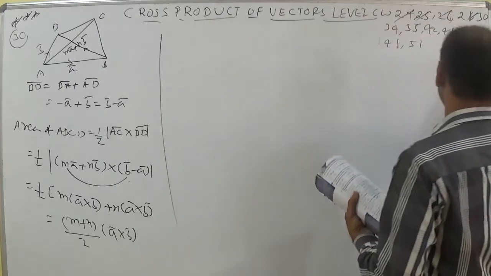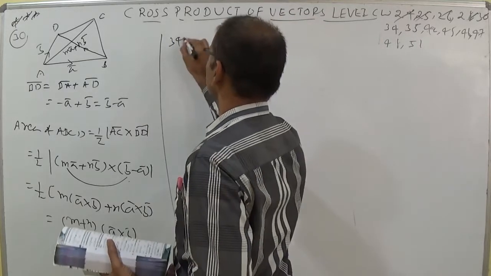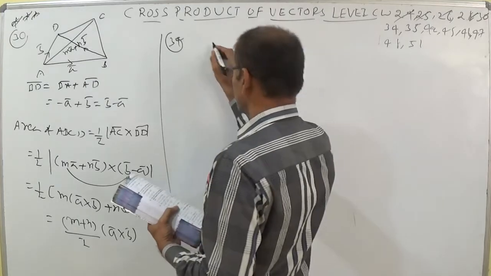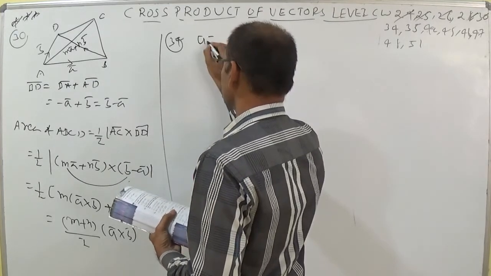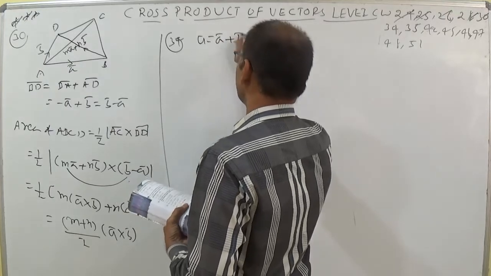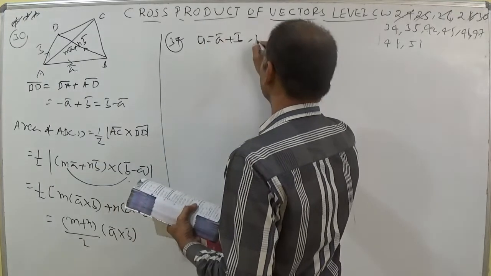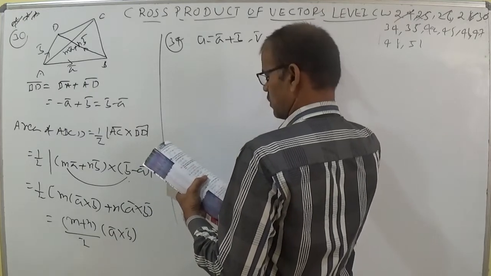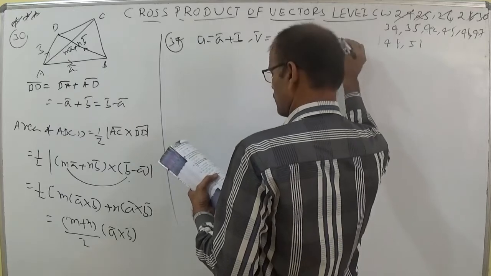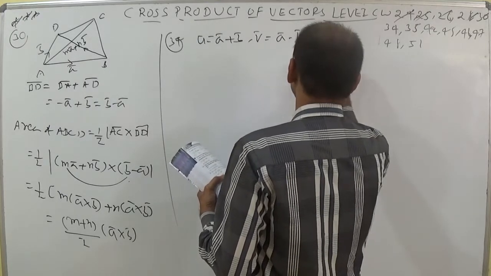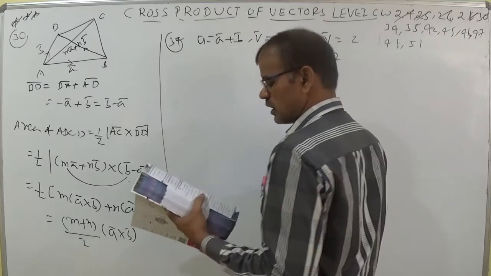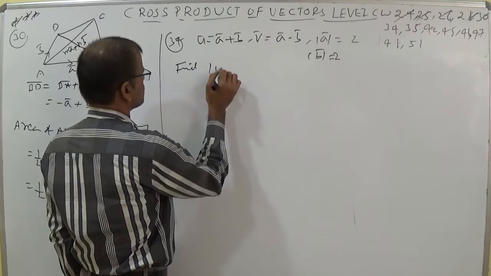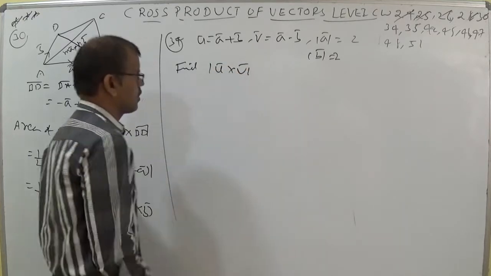Next, 34. 34 is also the same theory concept. U bar is equal to A bar plus B bar, AIEEE 2002, he has given. U bar equal to A bar plus B bar, V bar is equal to A bar minus B bar. And the data he has given: modulus A is equal to 2 and modulus B is also equal to 2. Then find U cross V. Find the value of modulus of U bar cross V bar.